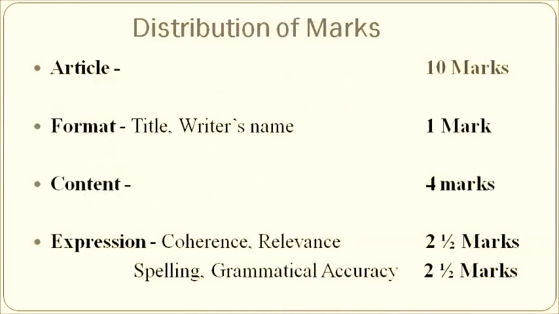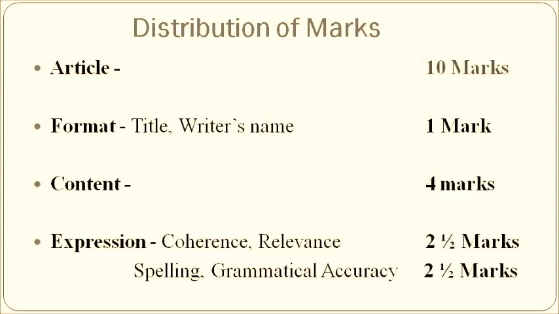Next we have the marking scheme, the distribution of marks, or you can say the bifurcation of marks. See, in 11th and 12th standard the article is of 10 marks. In 9th and 10th it is of 8 marks. It is given as an internal choice with a letter in 9th and 10th. So therefore it is of 8 marks. If we talk about 9th and 10th standard, the bifurcation will be 1 mark for format, that means title and writer's name. Second, content will be of 3 marks and expression will be of 4 marks. So in this manner it will be 8 marks.